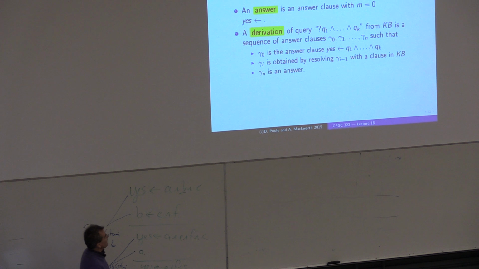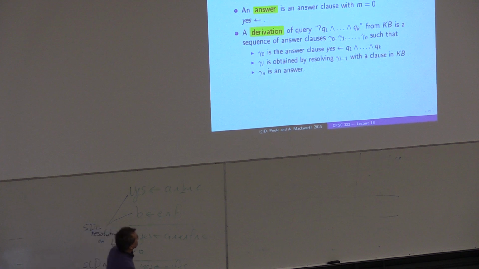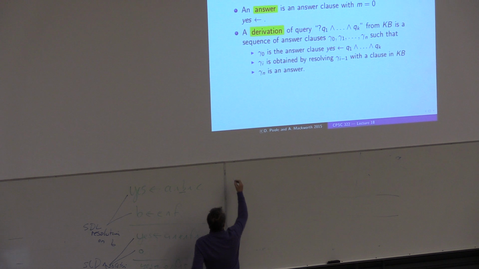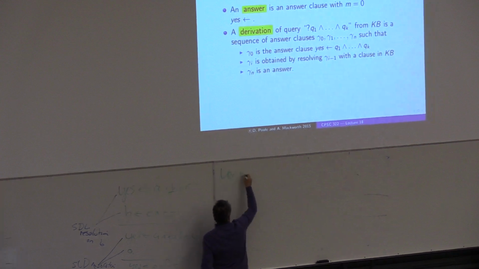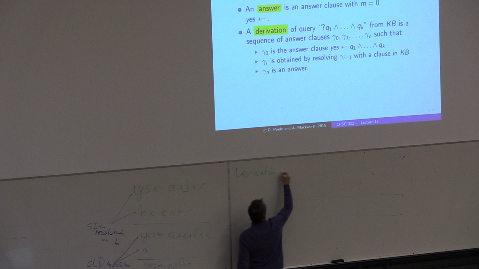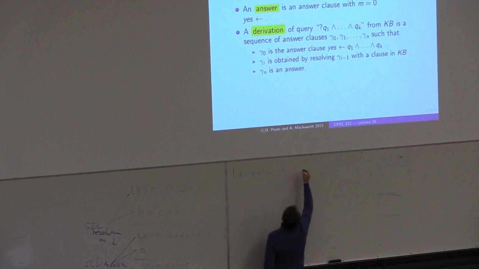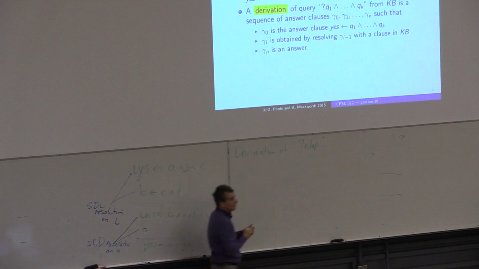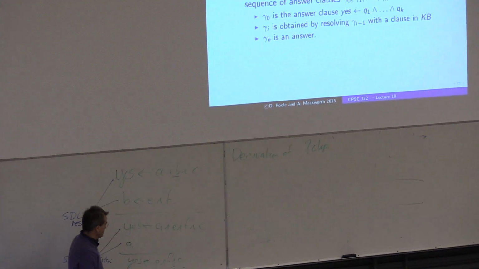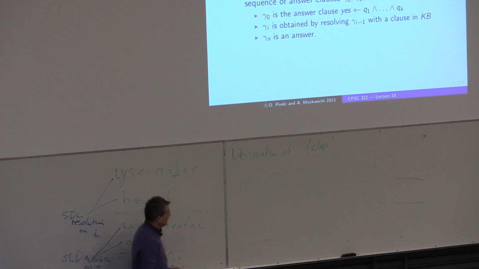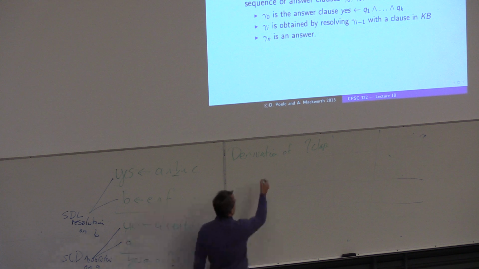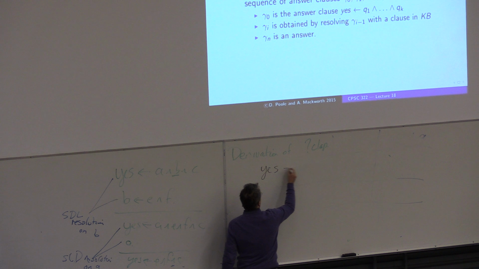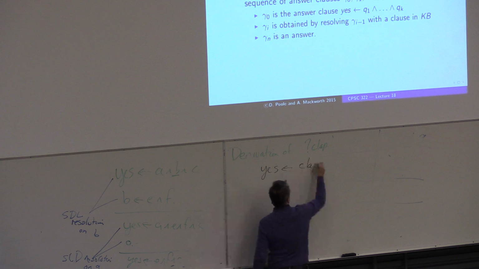So the query is clap. So what is the rule? What's the first thing it's got to be? So then we're going to do a derivation of clap. So what's the first thing we do? We just follow the rules. What does it say? It should be yes if clap, right? Yes if we clap.